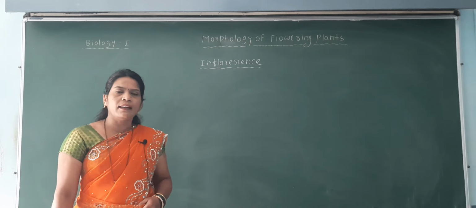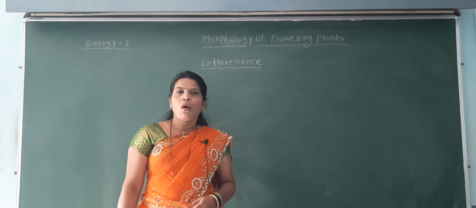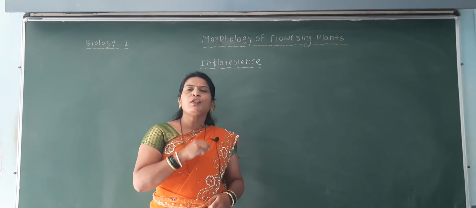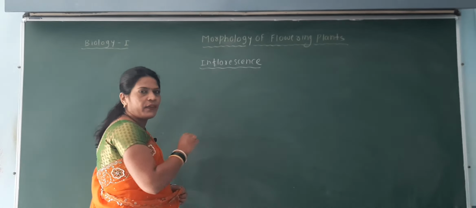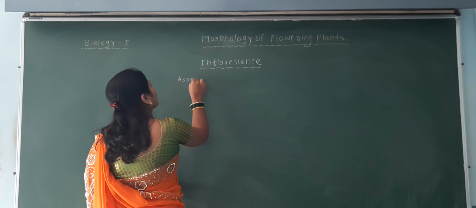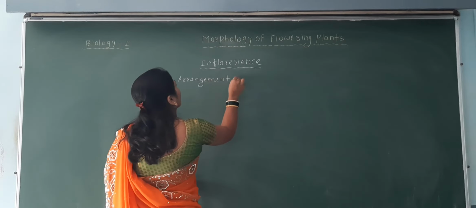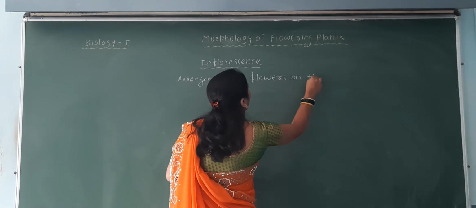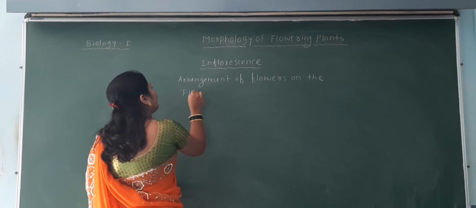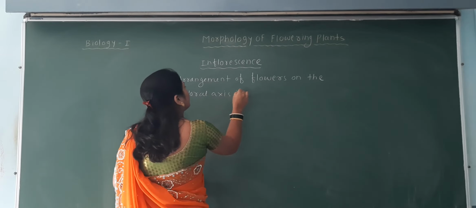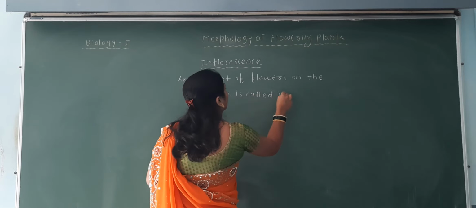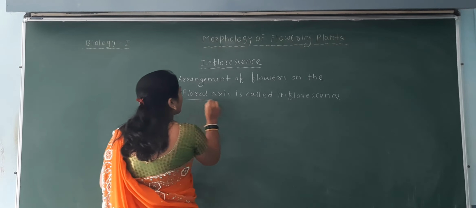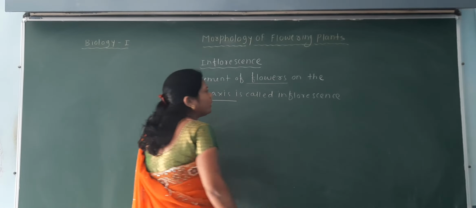The definition of the inflorescence is that the arrangement of the flowers on the floral axis is called the inflorescence. Arrangement of flowers. Okay, so we'll write first a definition. Arrangement of flowers on the floral axis is called inflorescence. So here the important points are the floral axis and the arrangement of the flowers.